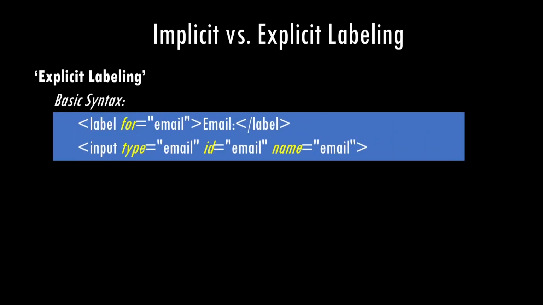Implicit versus explicit labeling. Explicit labeling uses the for attribute to link the label to a specific input element by its ID. Here is the basic syntax.